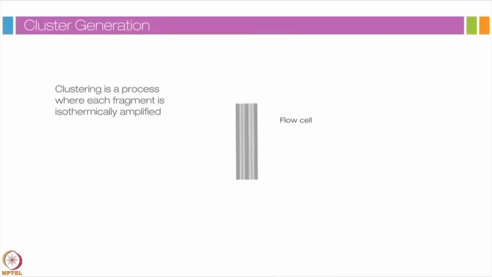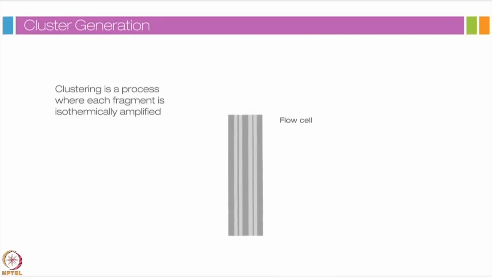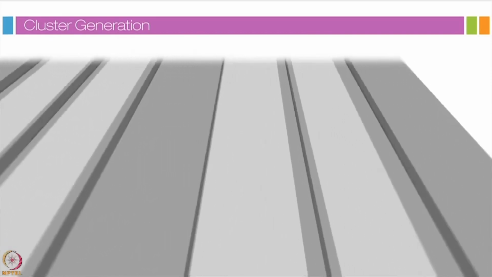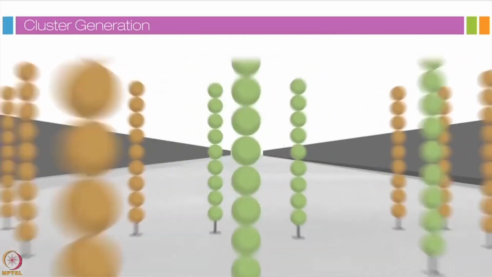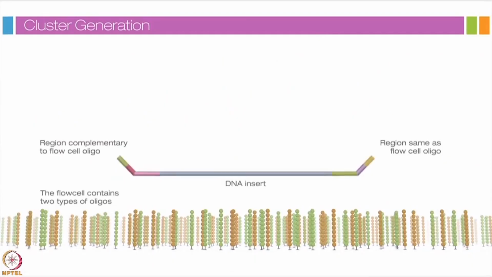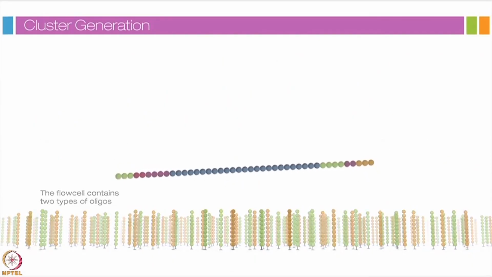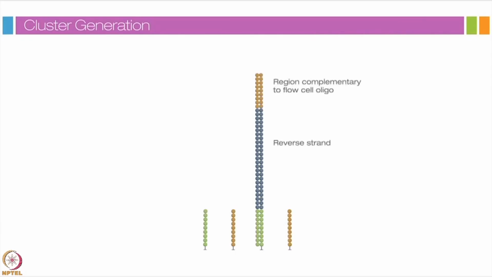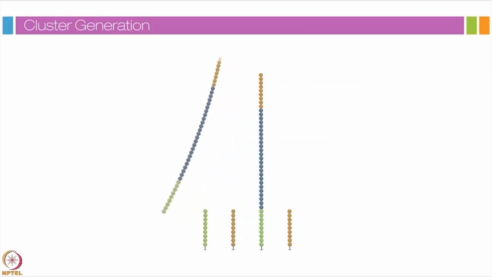Clustering is a process wherein each fragment molecule is isothermally amplified. The flow cell is a glass slide with lanes. Each lane is a channel coated with a lawn composed of 2 types of oligos. Hybridization is enabled by the first of the 2 types of oligos on the surface. This oligo is complementary to the adapter region on one of the fragment strands. A polymerase creates a complement of the hybridized fragment. The double-stranded molecule is denatured, and the original template is washed away.